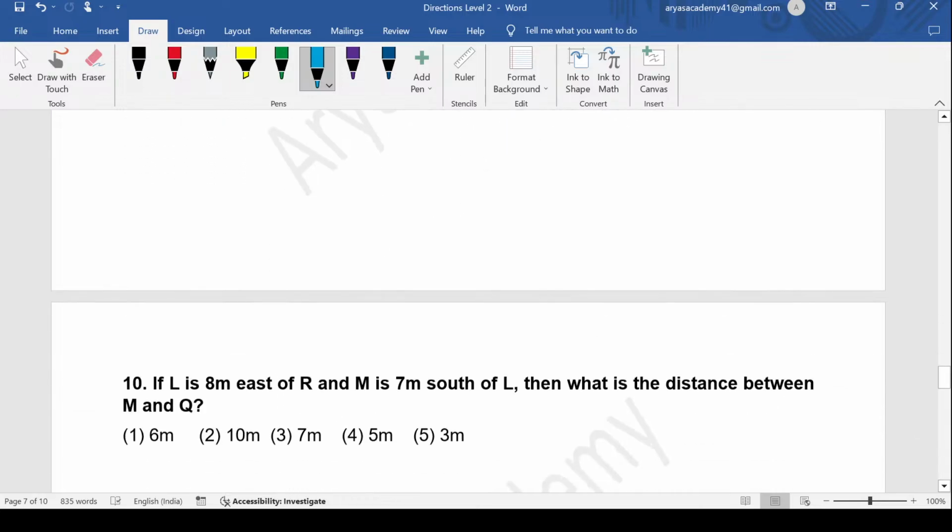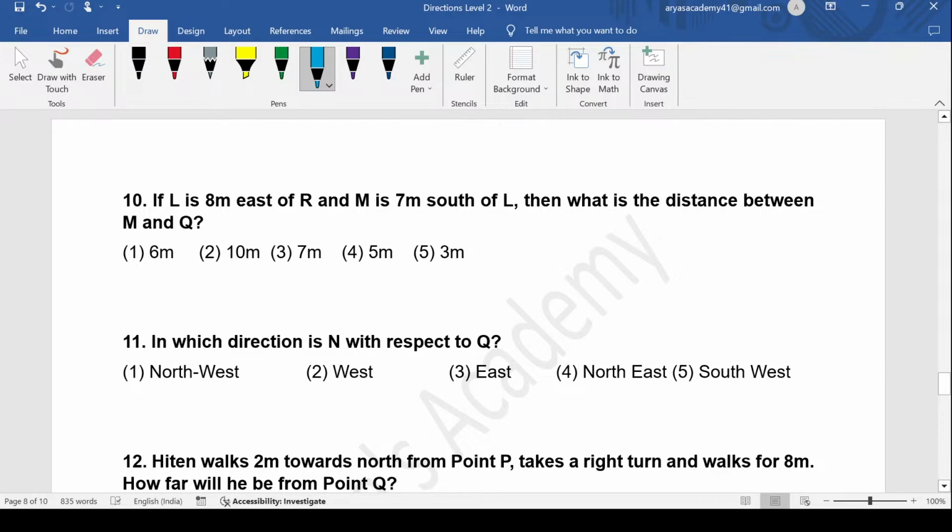Okay, now you can answer question number 10. If L is 8 meters east of R and M is 7 meters south of L, then what is the distance between M and Q? That is the question. Can you please tell the correct answer? What is the correct answer for this question?